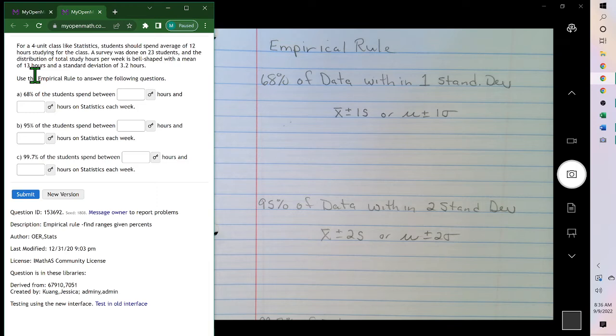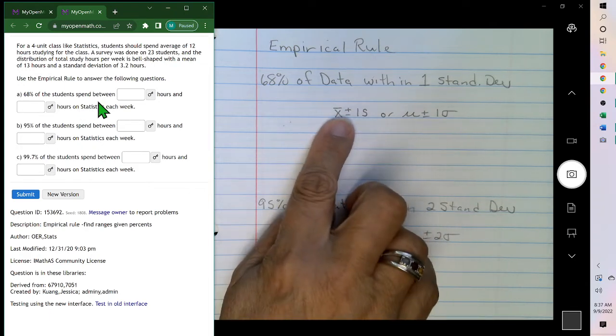for a 4-unit class like statistics, students should spend an average of 12 hours studying for the class. A survey was done of 23 students, and the distribution of the total study hours per week is bell-shaped with a mean of 13 and a standard deviation of 3.2. So 3.2 is our standard deviation, 13 is our mean. Use the empirical rule. 68% of the students are within one standard deviation.